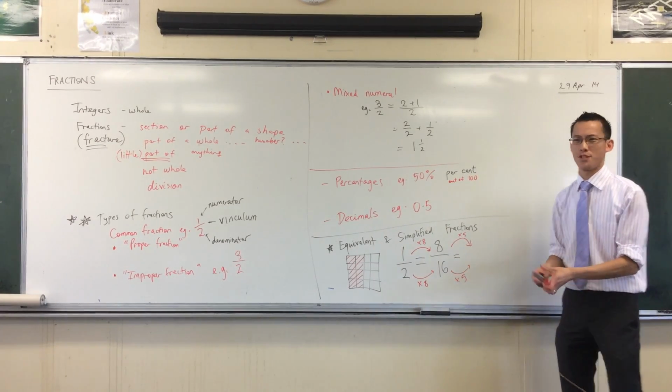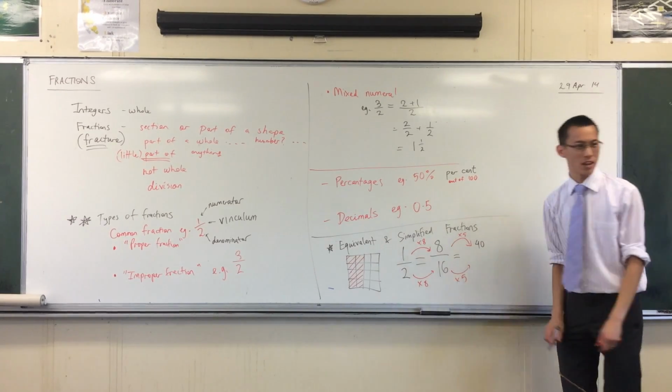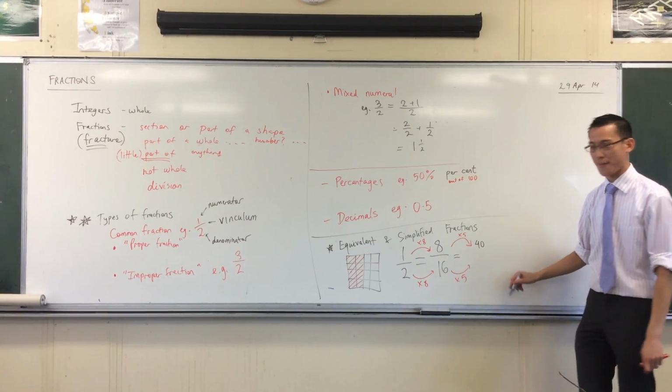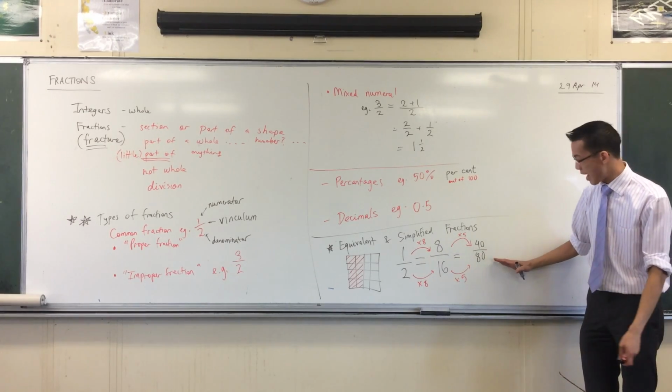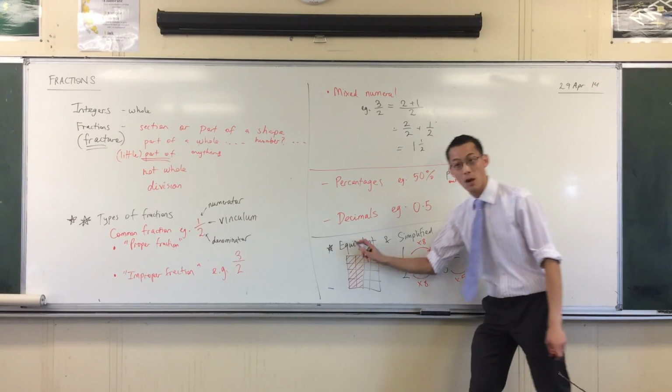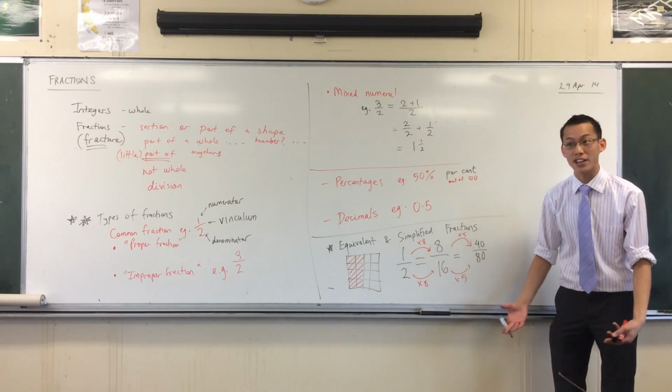I can't do 56 in my head, unfortunately. 8 times 5. You guys know your times tables. That's 40, isn't it? 40. Okay. 16 times 5. That's 80. And just as you'd expect, 40 over 80 would be dividing up these squares into smaller pieces. But it's still the same fraction.